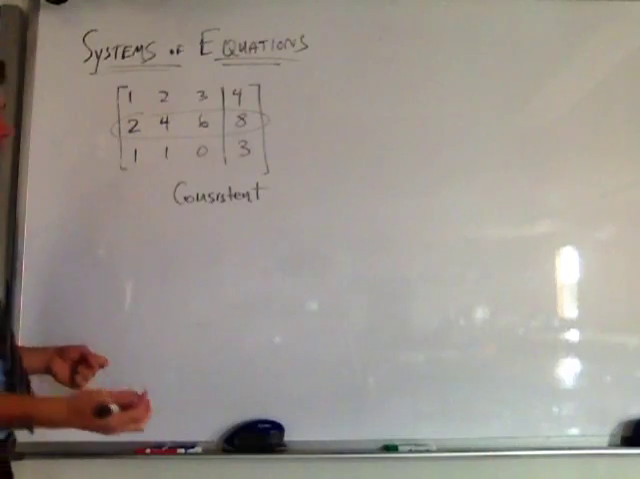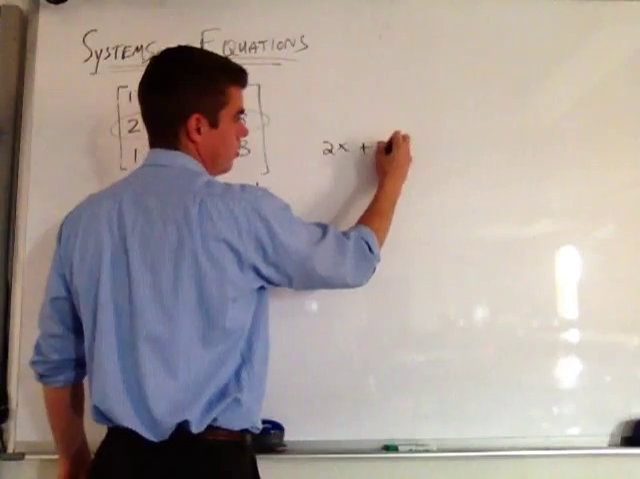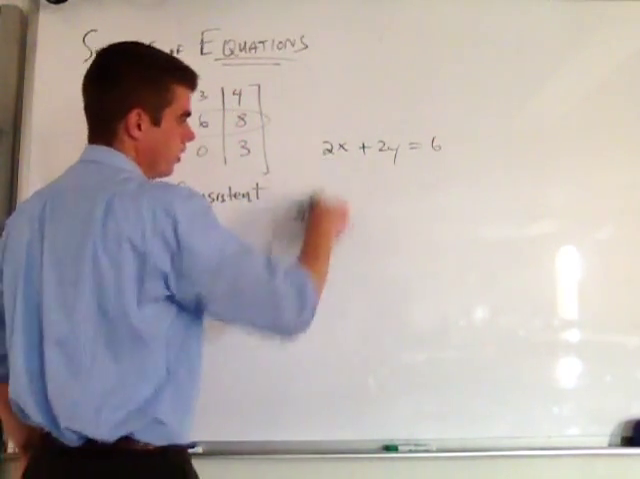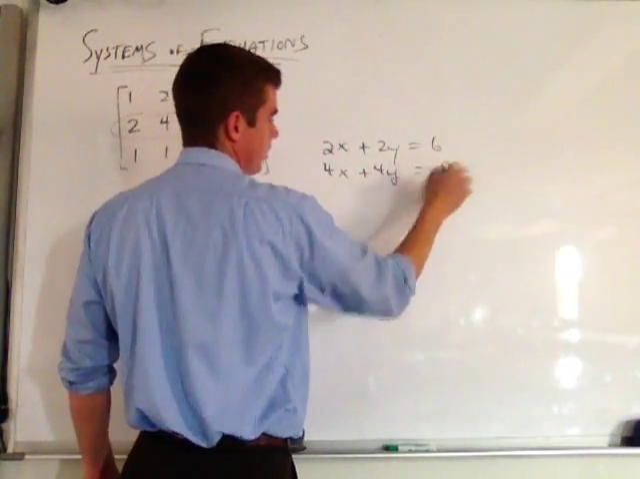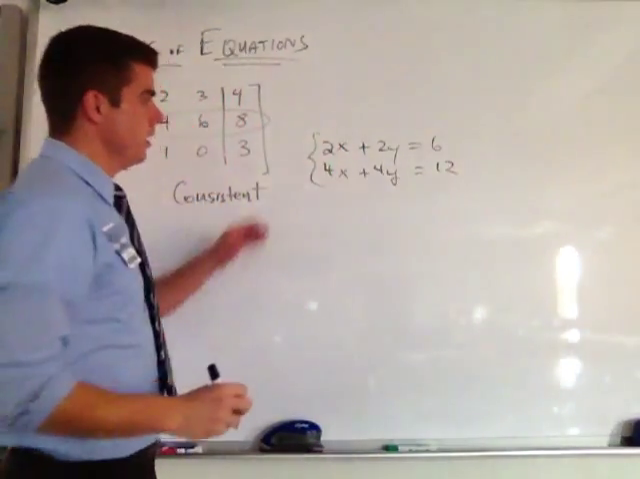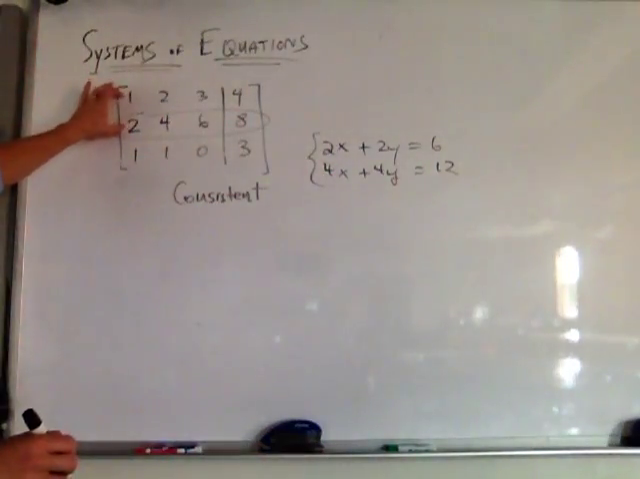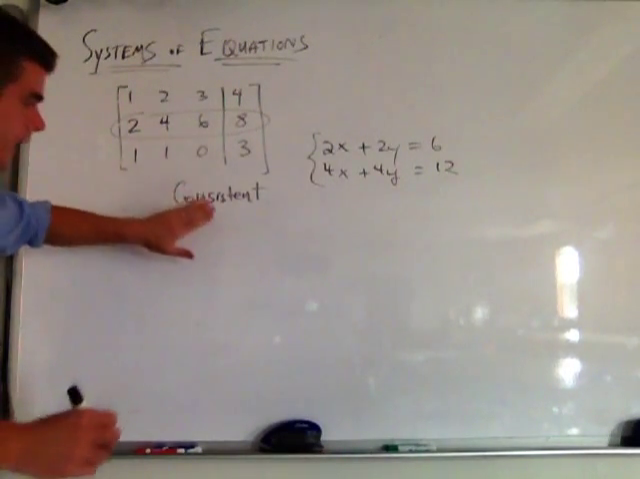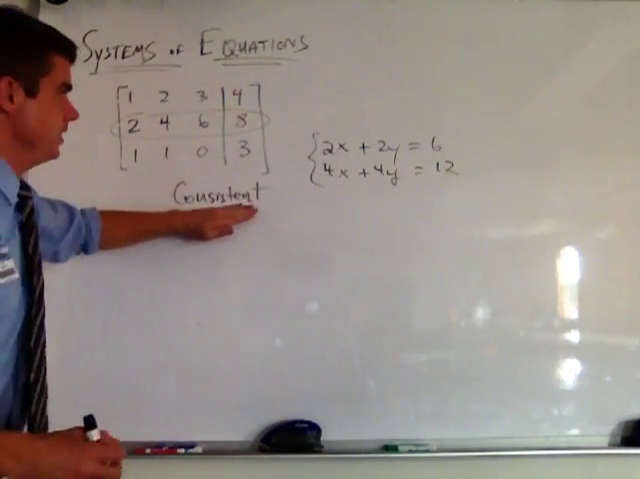It'd be exactly like the situation we had earlier when we had 2x plus 2y equals 6, and you could have maybe 4x plus 4y equals 12, because everything is doubled. So there are an infinite number of solutions here. This is exactly represented in this particular case because this row is double that. This is consistent. It has an infinite number of solutions, but the key is it's consistent.